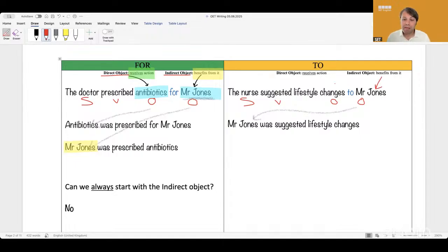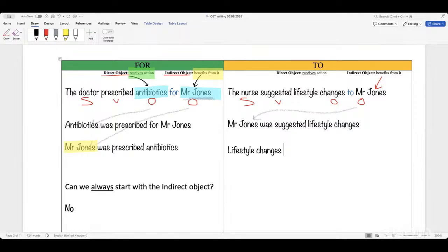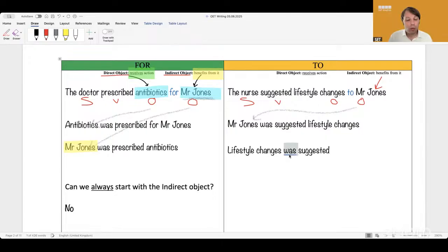Okay, give me one with Hina. Can you give me, or Anastasia, give me a sentence starting with the direct object now. So lifestyle changes. Can you give me a passive? Anastasia, normally you're quite fast. Simiat, lifestyle changes. This is hard. I think it can be lifestyle changes was suggested for Mr. Jones. Simiat, is it was? Shakeen, was? Yeah. Were.